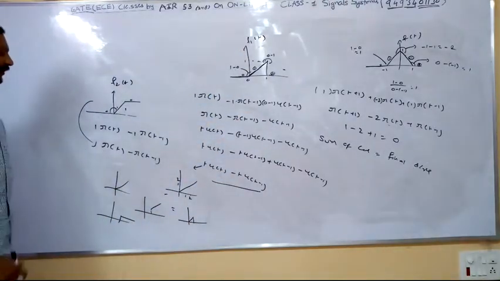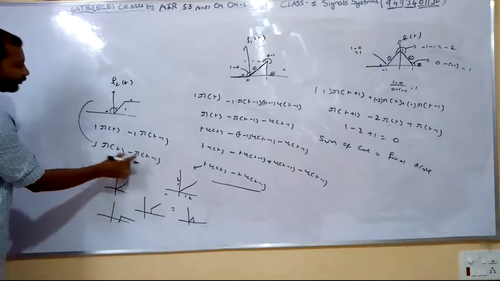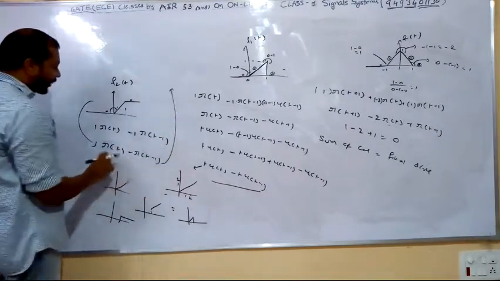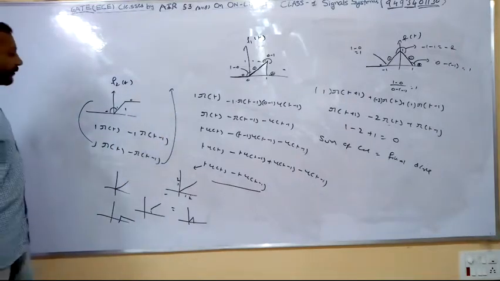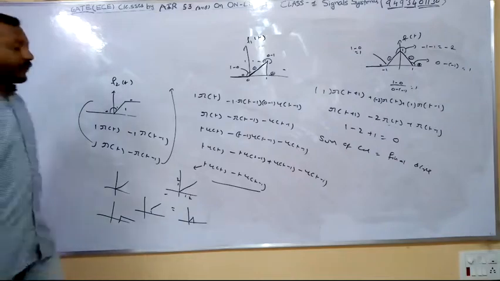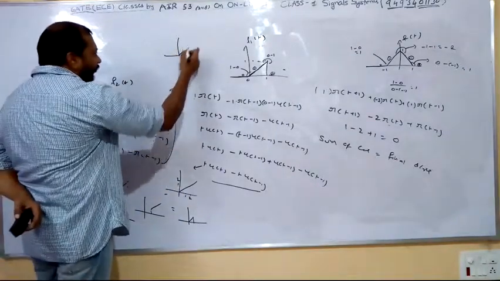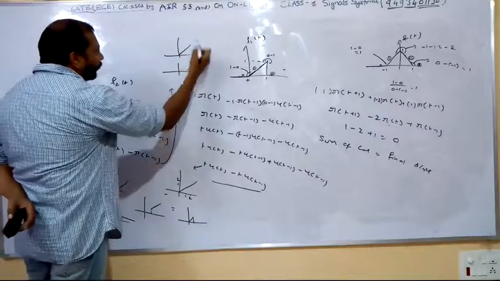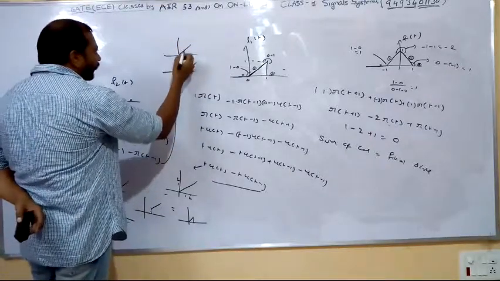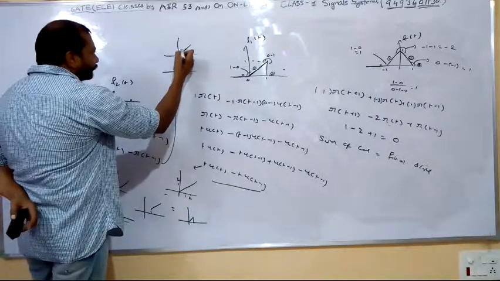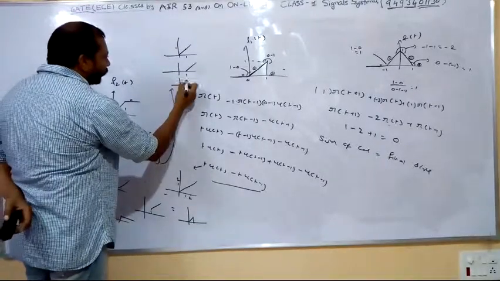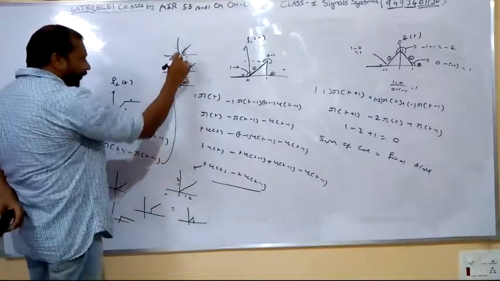Now what about this one? Can you draw this, r of t minus 1? r of t minus 1 is nothing but simply u of t minus 1 into r of t. This is your r of t, and r of t minus 1 is like this one, from t equal to 1 onwards. So up to 1 the value is equal to 0, and up to this point it is the same only, because nothing is there here.